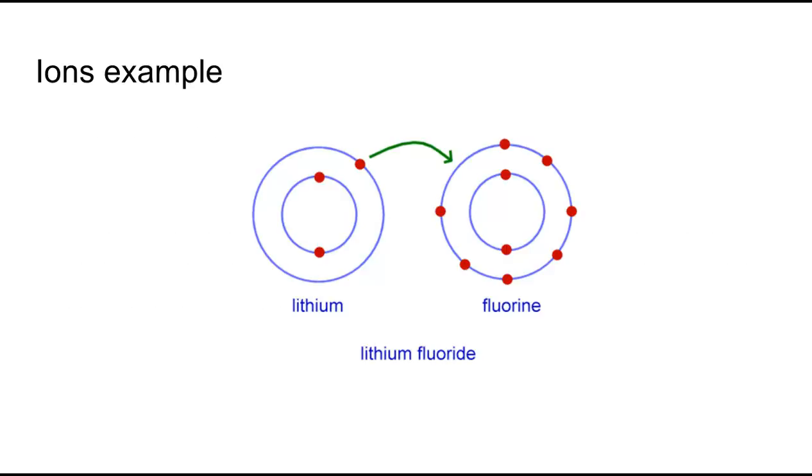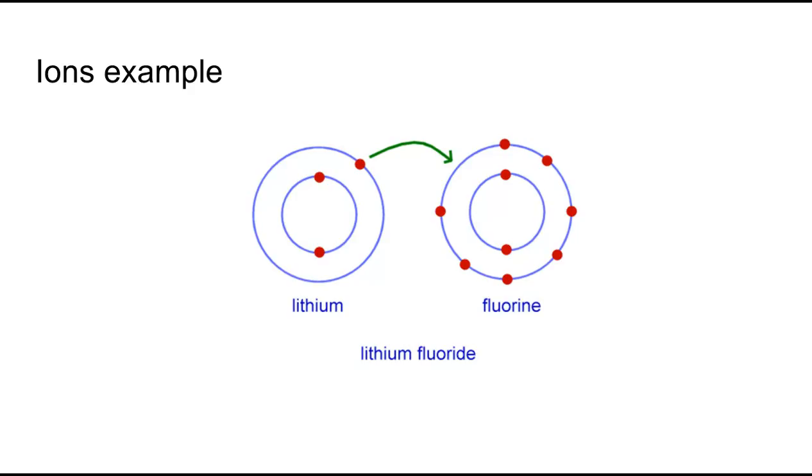Here's a perfect example. You can see lithium, which is a metal, and fluorine, which is a nonmetal. Lithium only has one electron on its outer valence shell, while fluorine has 7. Fluorine does not want to give up all 7 of its electrons. That will take up a lot of energy versus taking in one more. Same thing with lithium. Lithium doesn't want to take 7 electrons instead of just giving away its 1.